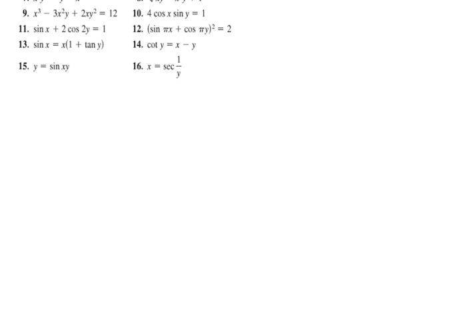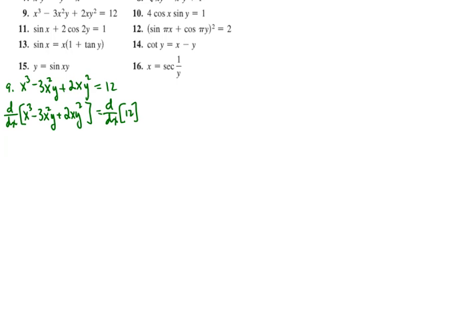Okay, we'll continue in this video with more implicit differentiation exercises, and we'll look at number 9. In this exercise we have x cubed minus 3x squared y plus 2x y squared is equal to 12. We start as always taking the derivative of both sides with respect to x.